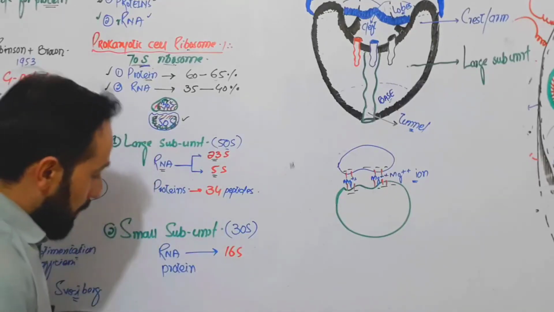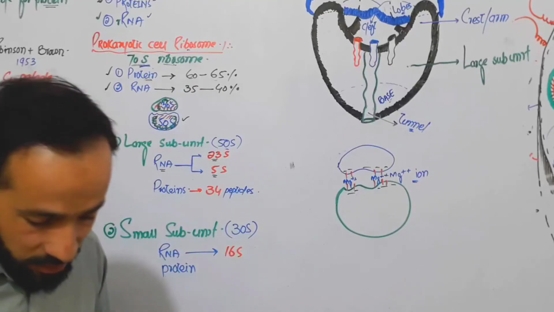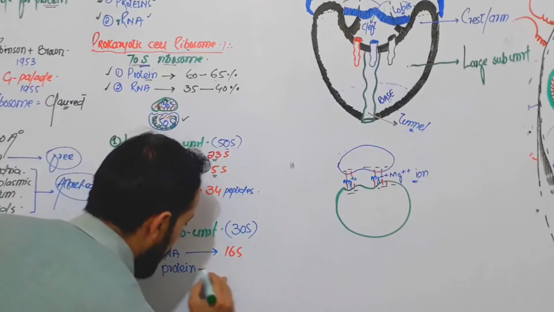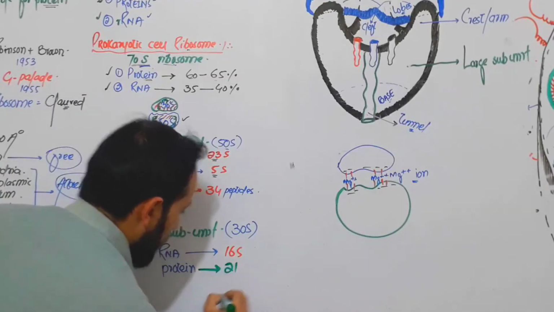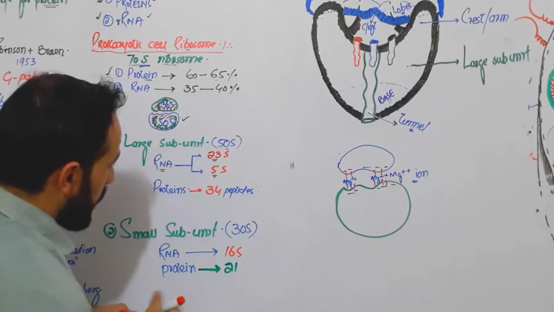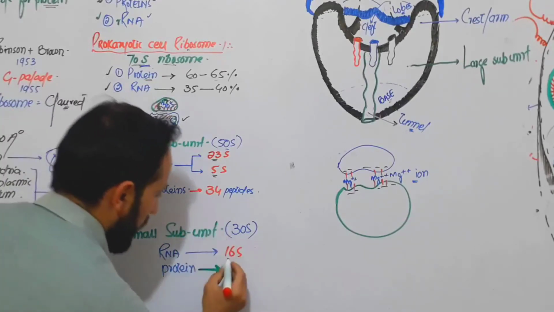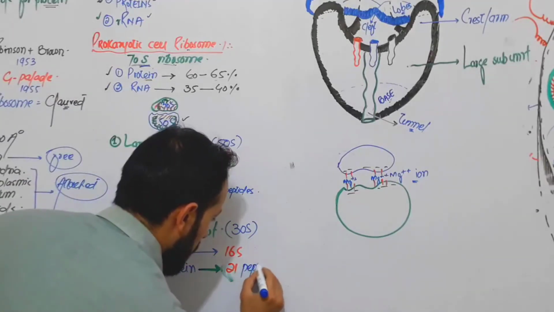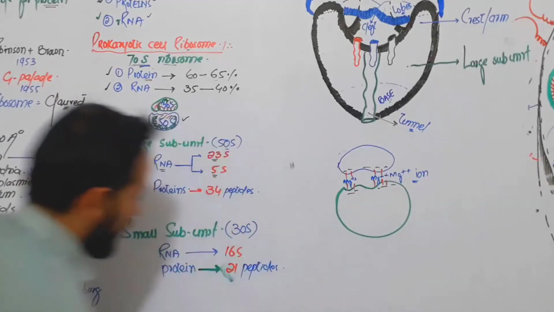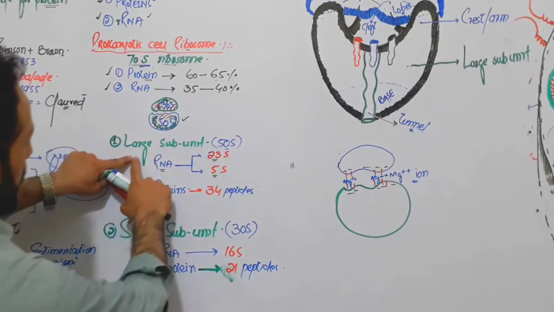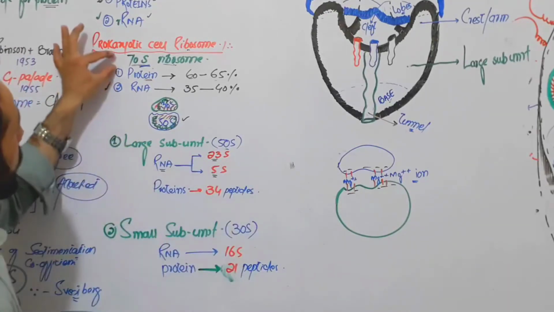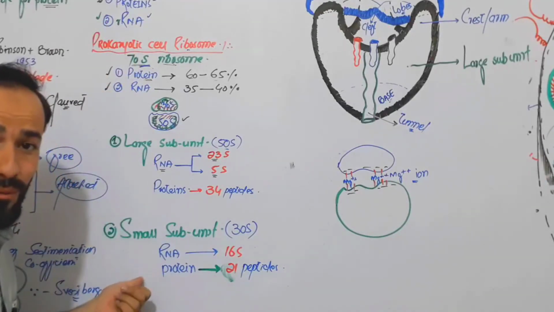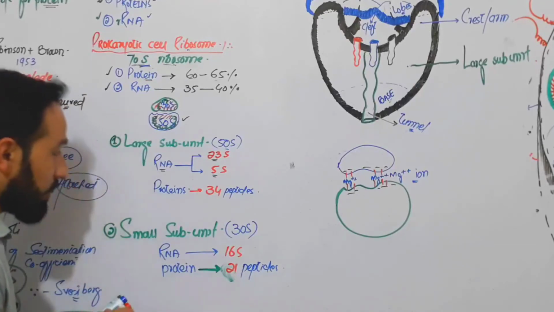And how many peptides are present there? About 21 peptides are present here. Let me use the same color which I have put there. 21 peptides. It's quite clear now. So this is the composition of the large subunit of the 70S ribosome, and this is the composition of the small subunit of the 70S ribosome. Once again, let's repeat it fast.